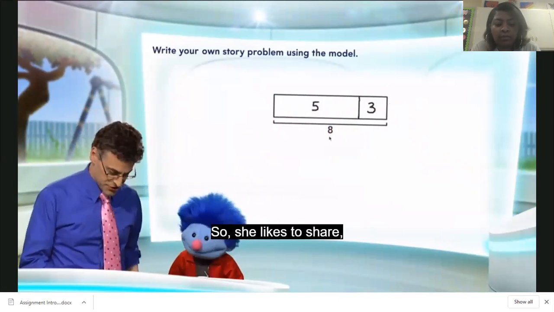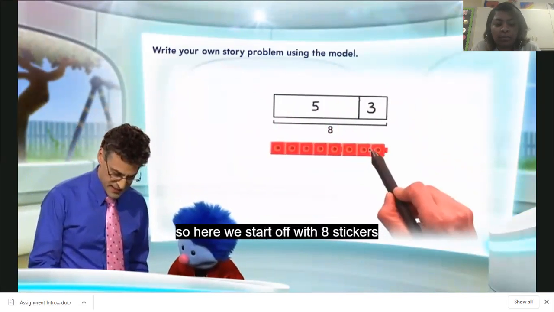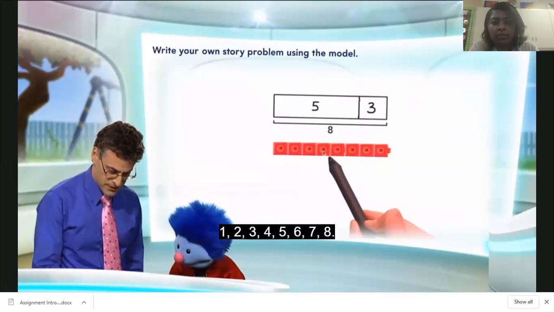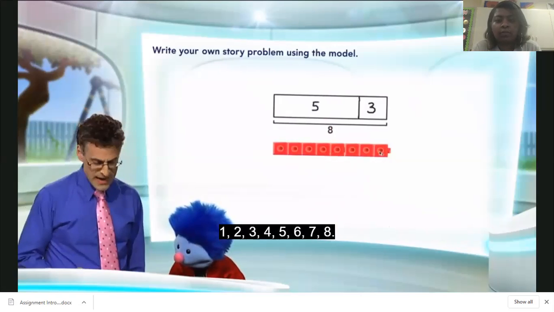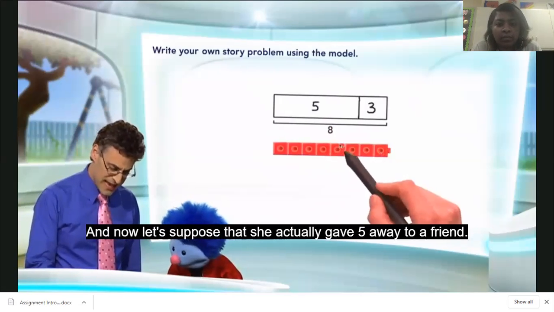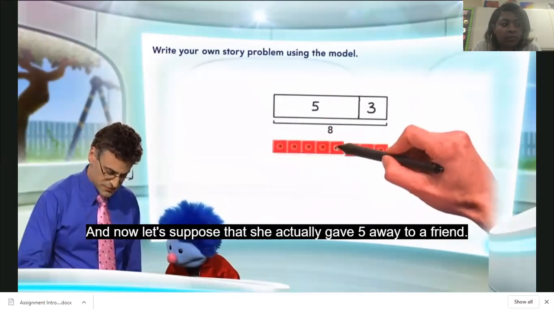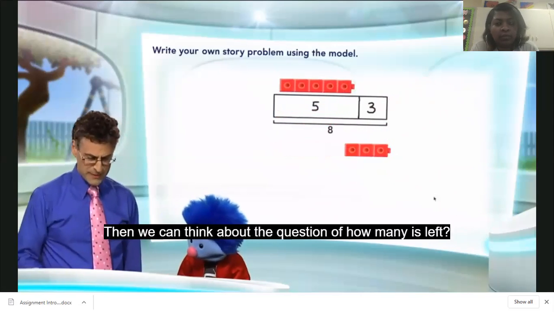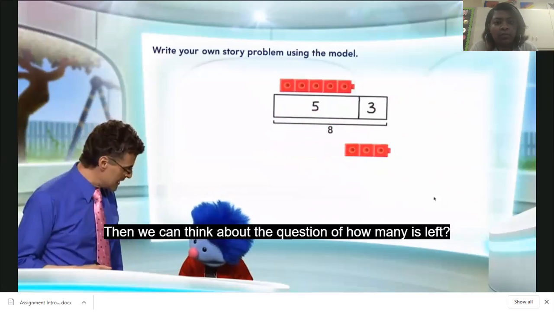Oh. So she likes to share. So here we start off with 8 stickers, and here they are represented by these connecting cubes. 1, 2, 3, 4, 5, 6, 7, 8. And now let's suppose that she actually gave 5 away to a friend. So if she gives 5 away, so there's the 5 she gives away, then we could think about the question of how many is left.